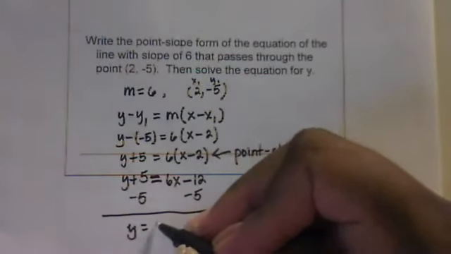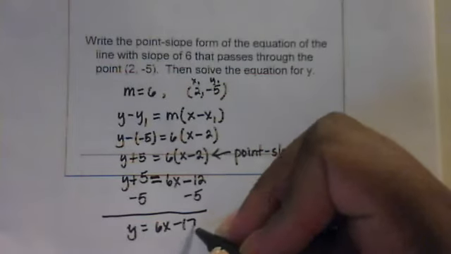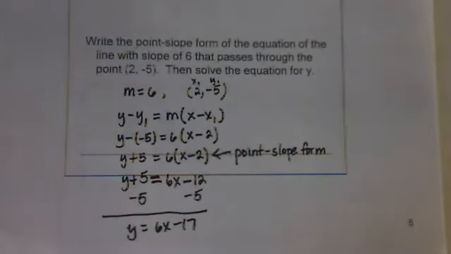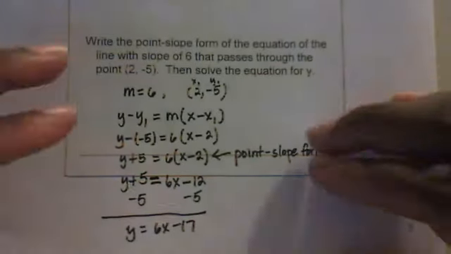y is equal to 6x minus 17. That equation is solved for y. So the equation solved for y, that has the slope of 6 and passes through the point 2, negative 5, will be that equation. y is equal to 6x minus 17. Okay.